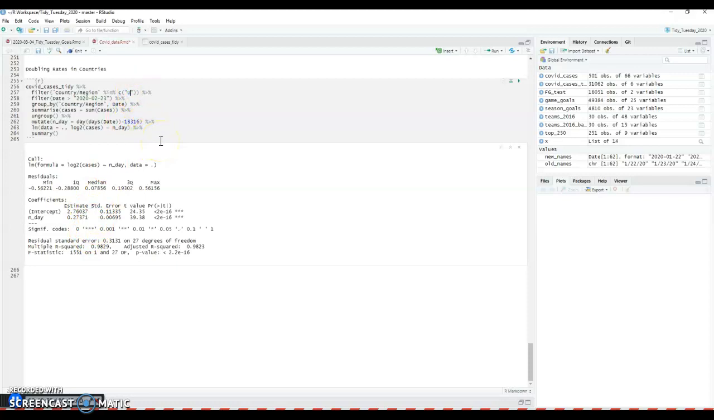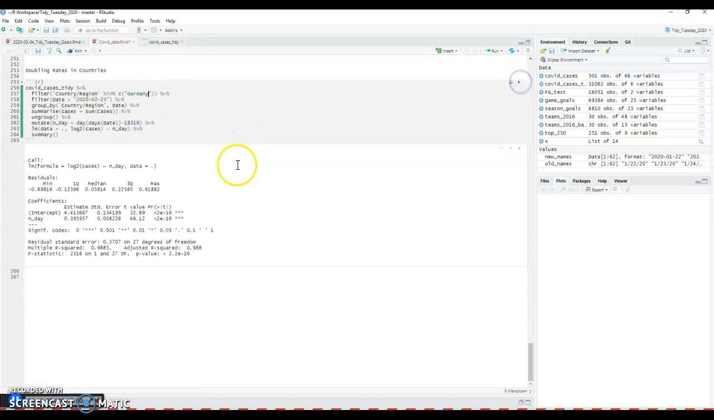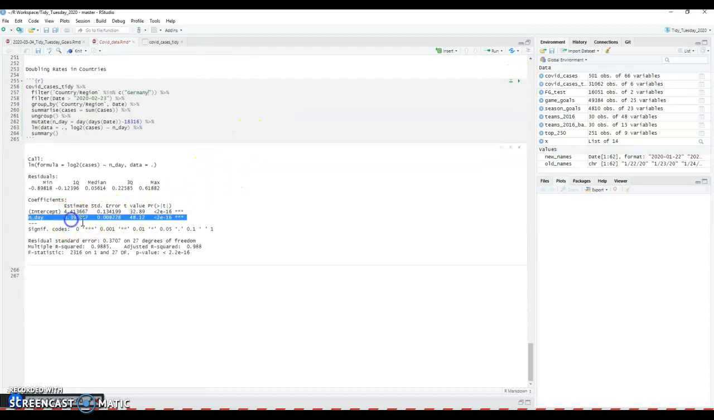Let's see Germany. How's Germany doing? Again, this is aggregates over time. A linear model aggregates over time, so keep that in mind. So Germany, 0.4. They're doing a little bit worse. They're doubling every 2.5 days. 2/5, and the reciprocal of 2/5 is 5 over 2. That's 2.5 days.